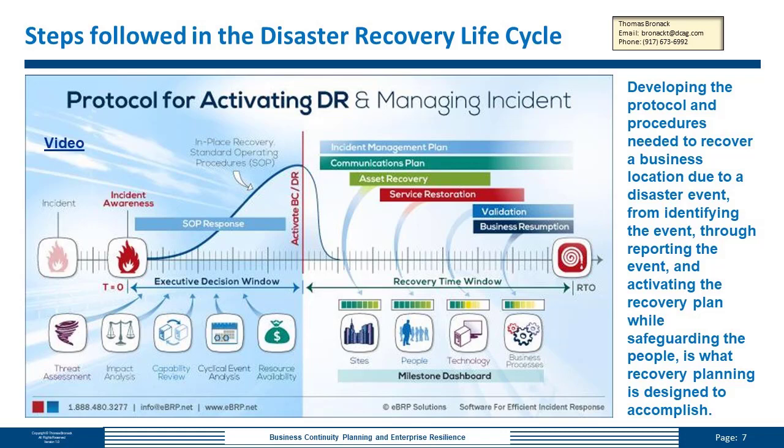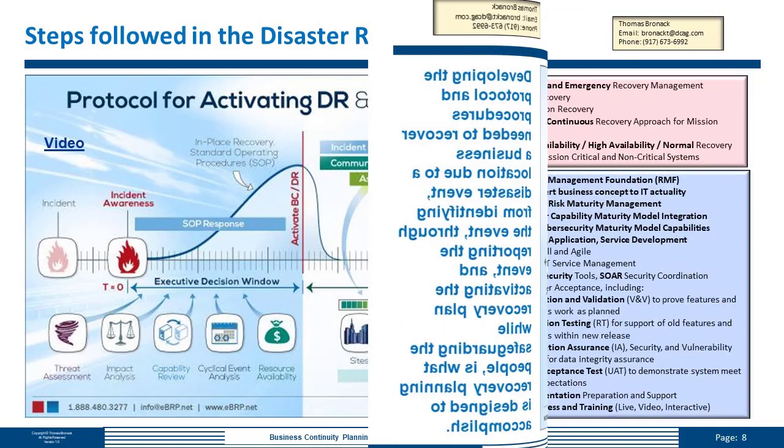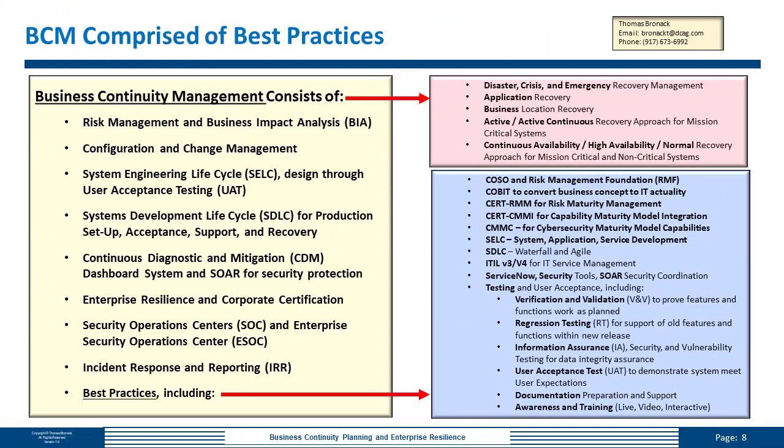Developing the protocols and procedures needed to recover a business location due to a disaster event, from identifying the event, through reporting the event, and activating the recovery plans while safeguarding the people, is what recovery planning is designed to accomplish. Business continuity is comprised of best practices followed throughout the industry to achieve an optimum and safeguarded environment. This slide shows the components that make up a recovery plan and the best practices used to develop high-quality recovery plans.